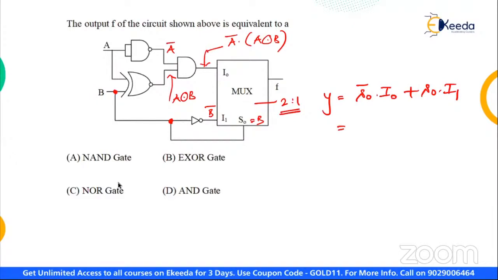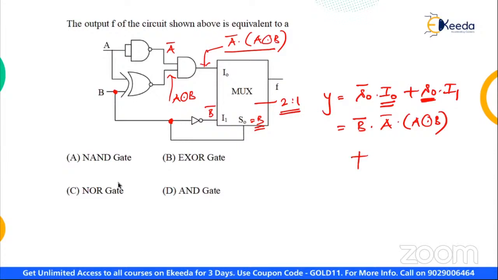So what I'm going to do is take S complement. When I say S complement, what is S naught? It is B, so it is B complement. What is available on I naught? On I naught, this is available. So let me write it. It is A bar dot A XNOR with B, isn't it? Plus, then you have simply S naught.